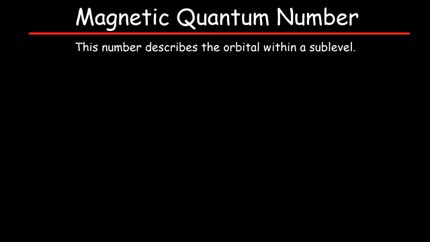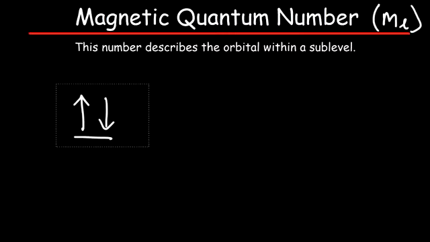Now let's move on to the third quantum number, which is the magnetic quantum number, represented by the symbol m sub L. This number describes the orbital within a sublevel. An orbital is basically a region in space in which the probability of finding an electron is very high. In an orbital, an electron can have an upspin or a downspin, and so every orbital can hold a maximum of 2 electrons. But now let's talk about the relationship between L and m sub L.